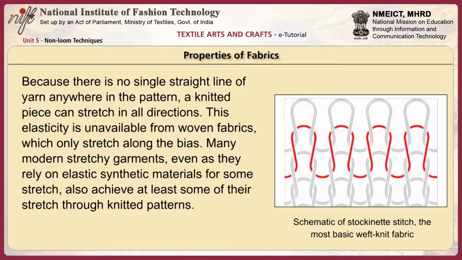Because there is no single straight line of yarn anywhere in the pattern, a knitted piece can stretch in all directions. This elasticity is unavailable from woven fabrics, which only stretch along the bias. Many modern stretchy garments, even as they rely on elastic synthetic materials for some stretch, also achieve at least some of their stretch through knitted patterns.